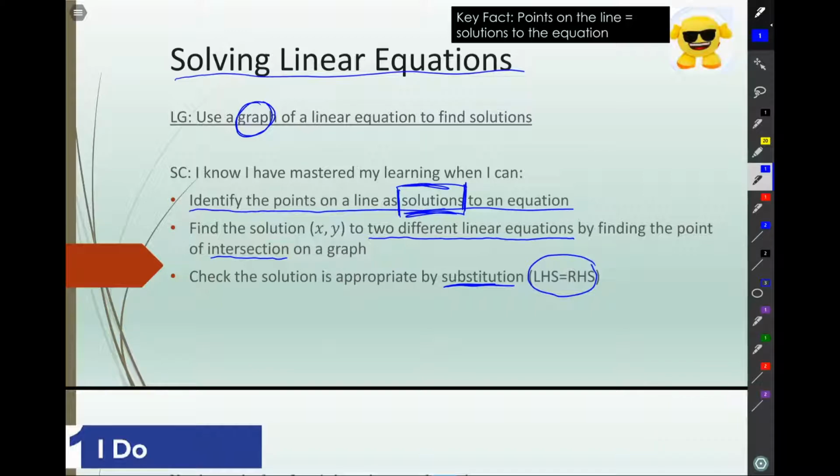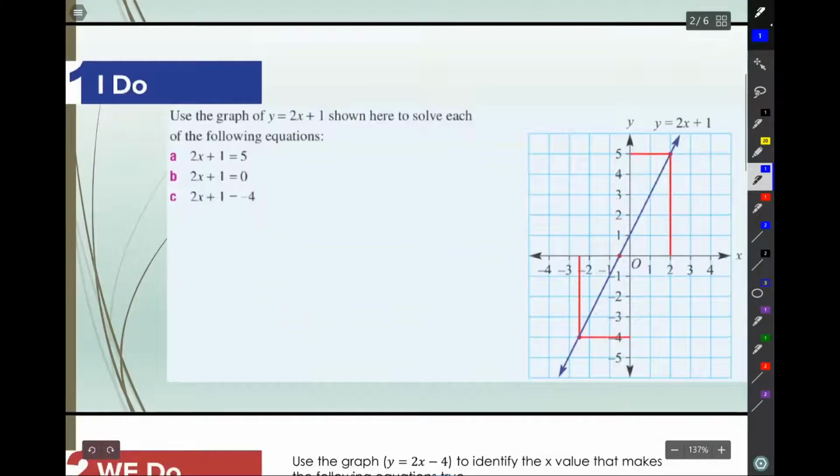Let's jump straight into an example. I'm going to do this one. I just want you to watch what I'm doing. We have a graph of this equation, y equals 2x plus 1. And we want to find a solution to this equation. So now, instead of y, we've put in a number. We've given our y a number.